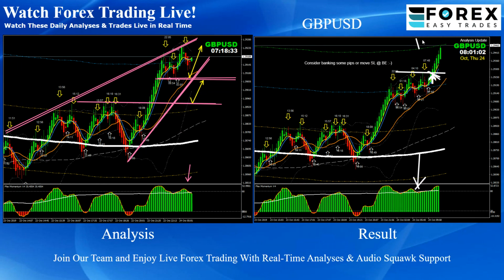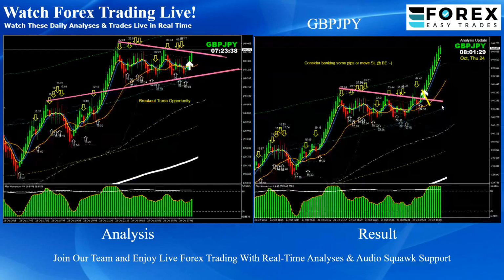And as always mentioned, our first target would be the next fib channel. As you can see, the price nicely hit the first target on pound dollar. Pound yen, same again. As you can see, we had a small consolidation just before London Open. And you can see 723, I mentioned to watch this breakout.